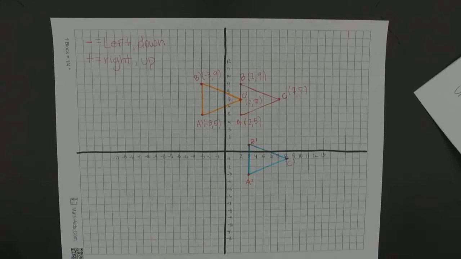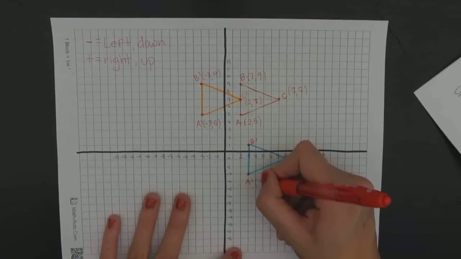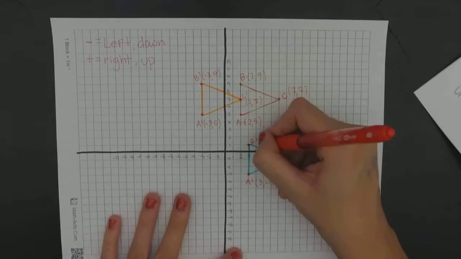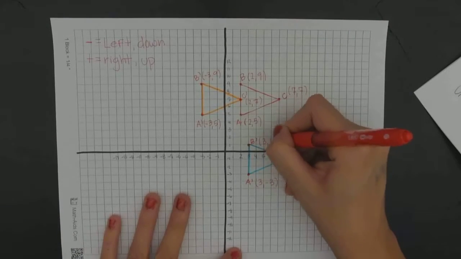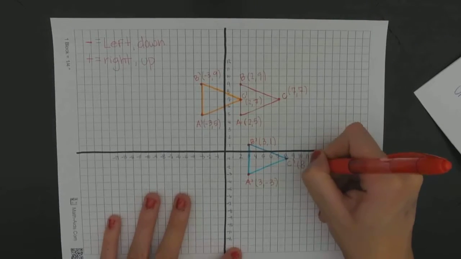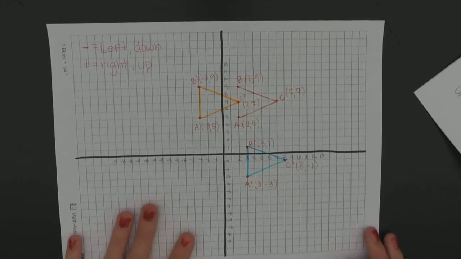Okay, I'm going to label my coordinates. So let's start with A prime down here. It looks like I'm at over 3, down 3. B prime, it looks like I'm over 3, up 1. And C prime, it looks like I'm at 8, negative 1. Okay, so that is what a translation should look like.